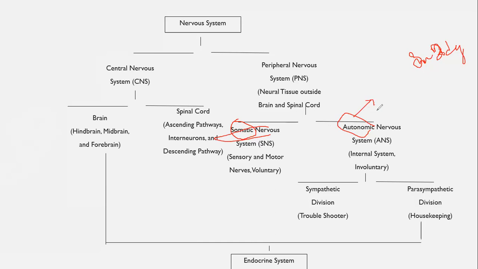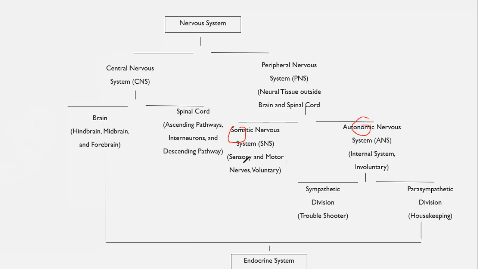These actions are performed directly without the involvement of the brain. Most of these actions are unconscious. You will not have control. So the peripheral nervous system is further divided into two systems, that is somatic and autonomic.